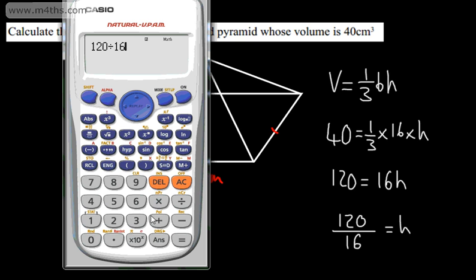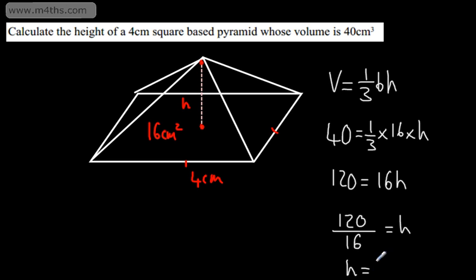120 divided by 16, that will give us our answer, 7.5. So we can say now that the height is going to be 7.5, and the units are centimetres. We've got centimetres cubed, we've got centimetres here, so our answer will be in centimetres. Do check that you have the correct units.